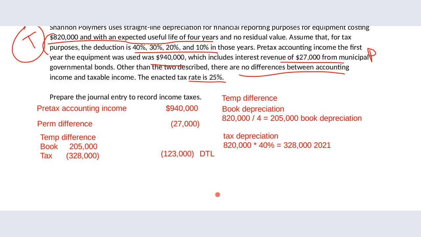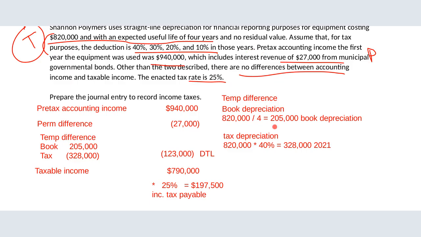So 940 minus 27 minus 123 is 790. Maybe someone can confirm that for me. So that is our taxable income. So we said in order to calculate our income tax payable, we take our taxable income, multiply by 25%, and we get 197,500. This is our income tax payable.